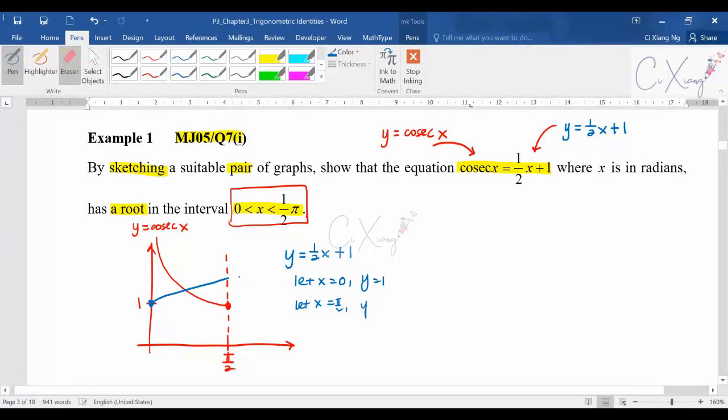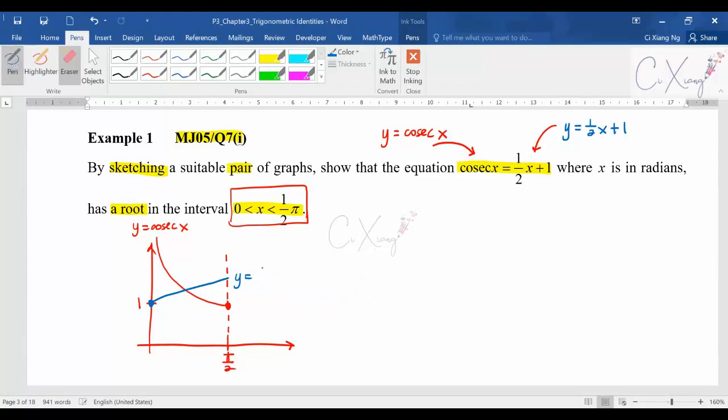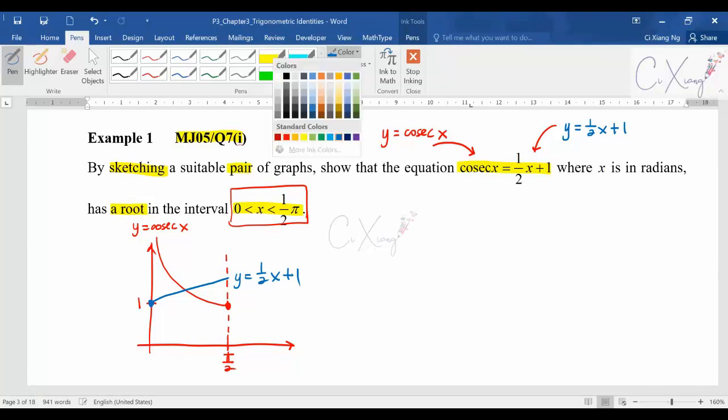So the blue color graph will be y equals half x plus 1. In the exam, you don't need to show them how you sketch a graph. You can straight away sketch the graph out. No need to show them how you sketch. You just straight away sketch the answer for them. But of course you must label them and also label some important values, like this one is pi over 2 and so on.